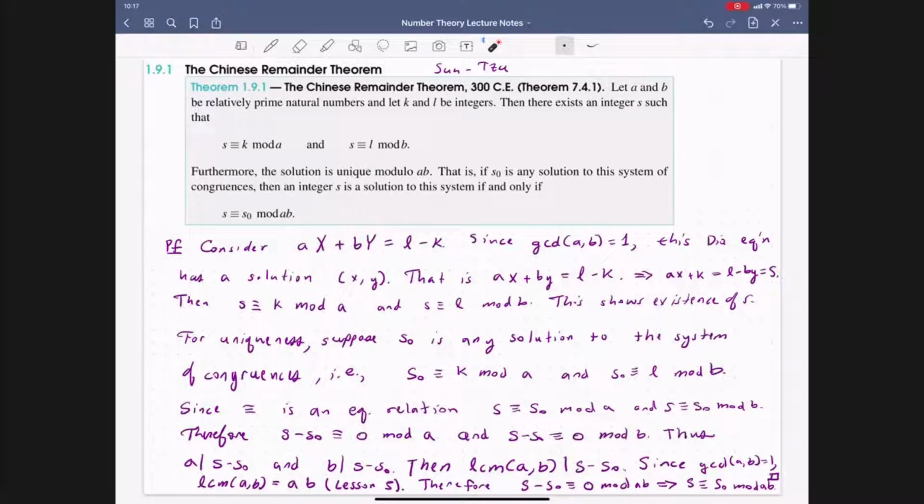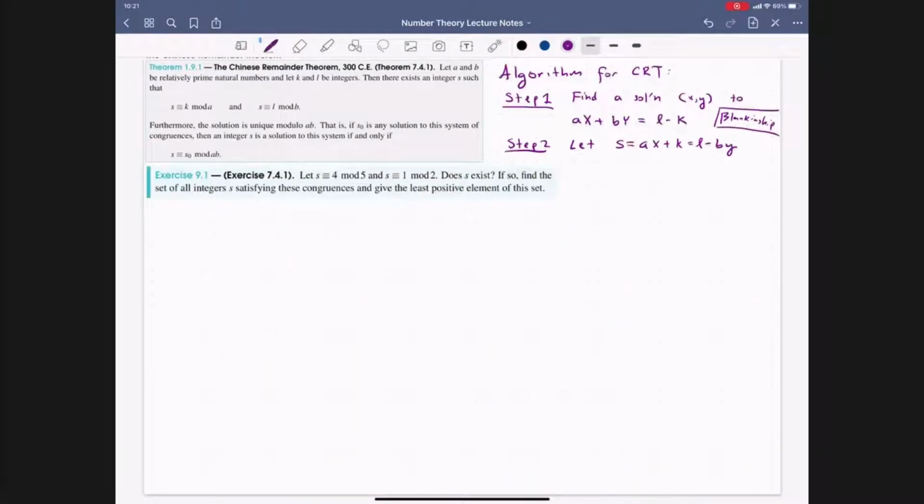So let's go ahead and write that algorithm down. Here's the algorithm. By the proof, we're looking at the Diophantine equation ax plus by equals L minus k, and the proof tells us that the s is attained by considering s equal to ax plus k, which will also equal L minus by, where little x and little y is a solution to the Diophantine equation. Something to note is that when finding solutions to Diophantine equations, we do have Blankenship's method at our disposal, and we did questions along these lines during the first week.